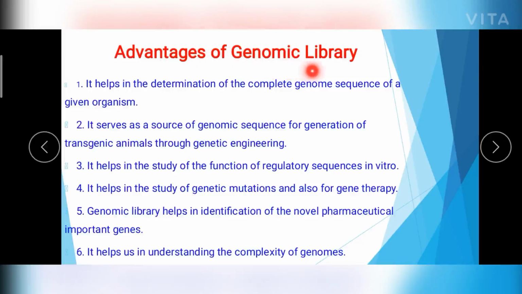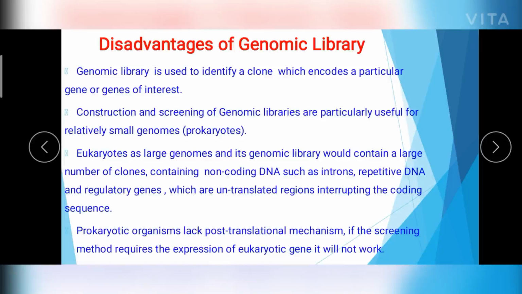Moving on to the advantages of genomic library. It mainly helps in the isolation of the desired gene from the source. It helps in sequencing the entire genome, and it is helpful to study the structure and function of regulatory sequences under in vitro condition. It is also helpful to know about genetic mutation, and it is used for gene therapy treatment also. Then it is helpful for the identification of novel pharmaceutically important genes, and it helps to understand the complexity of the genome.